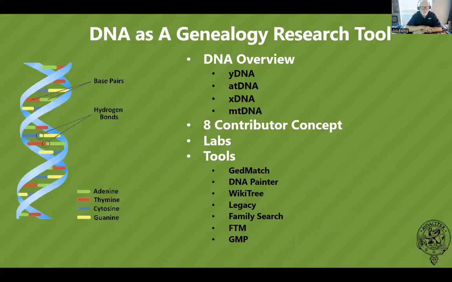All right, so we'll cover Y-DNA, AT-DNA, which is autosomal, X-DNA, and mtDNA. So those are the four. We should understand them a little more thoroughly later on. We'll cover the eight contributor concept. We'll look at the labs and the pros and cons of each of the labs, and I'll give you my recommendation of which one to use. And then we'll look at a few tools, primarily GEDmatch and DNA Painter.